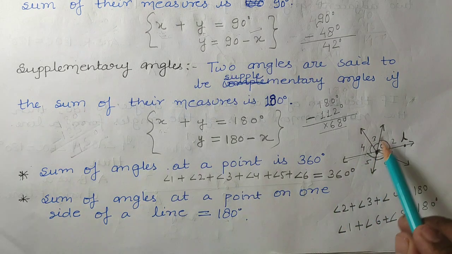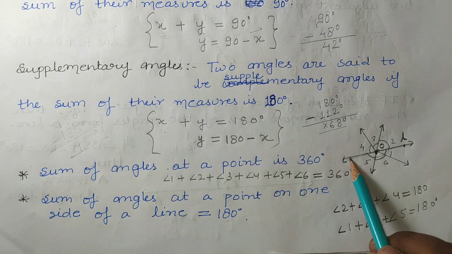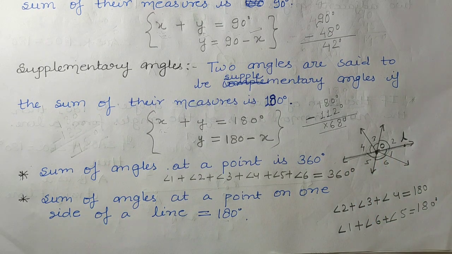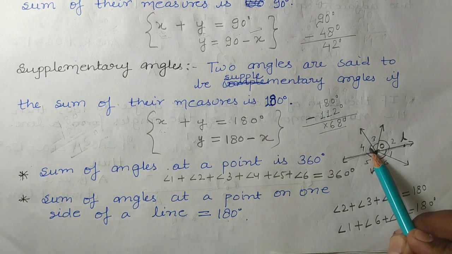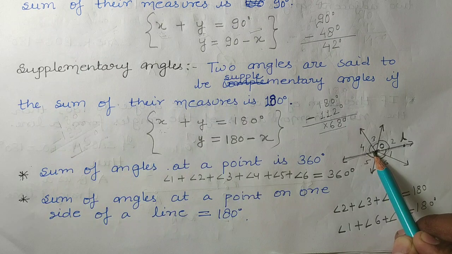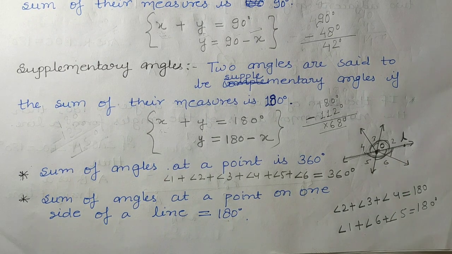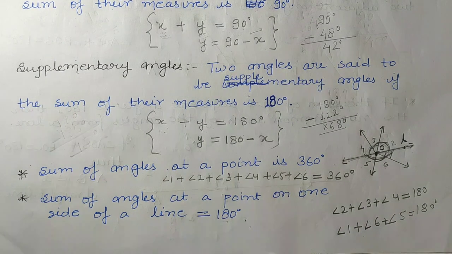Suppose in those angles, one is a straight line. Here a straight line is there. Then on one side of this straight line, 180 degree should form. This side it is 180 degree and this side also it is 180 degree. So this was the second point. This is what we studied in the last class.